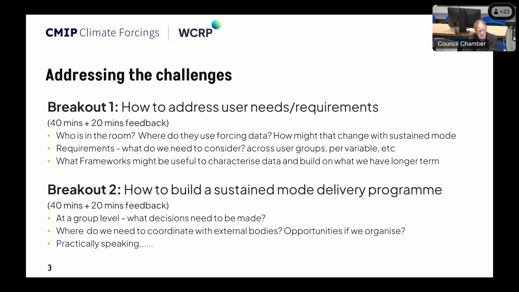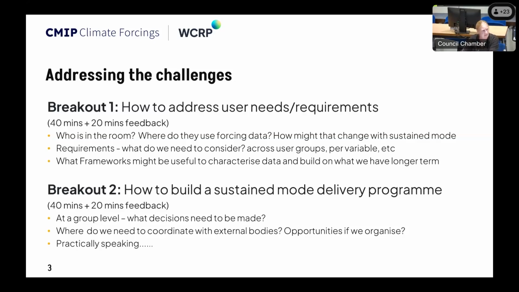We talk about requirements. I've got a prompt sheet where I've been keeping a running list. I'll show you in a second. What things do we need to consider in terms of requirements, and how is that different depending on the user group? And what's been really interesting is that that is clearly different for different MIPs, as well as for the wider user base. And then what frameworks might be useful across all of the variables that we're talking about in order to characterize the data and have a coherent approach at the variable and data set level. And here, a lot of my thinking currently is around uncertainty because that's a large part of my job, but it's where do we need common approaches across the data sets?